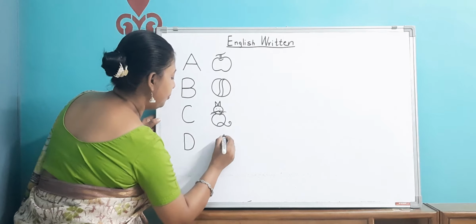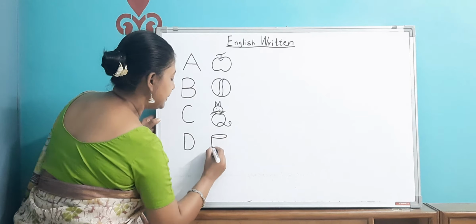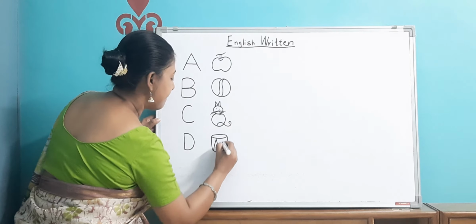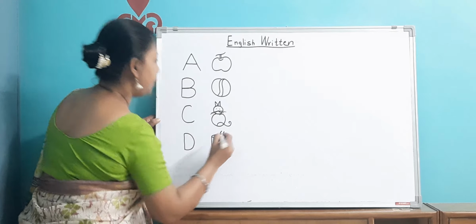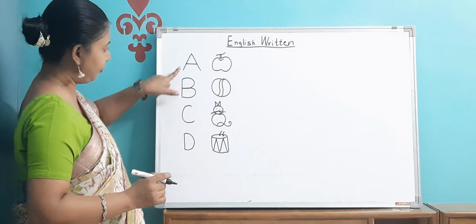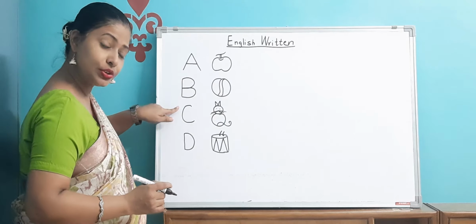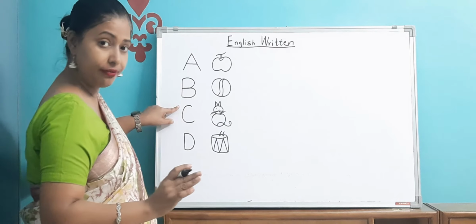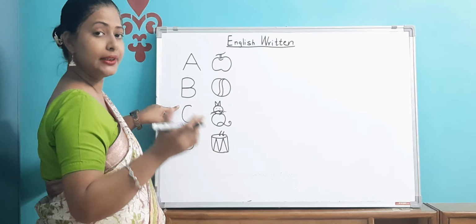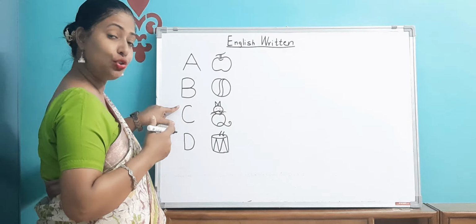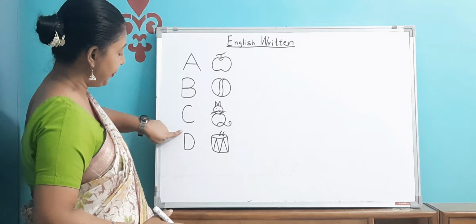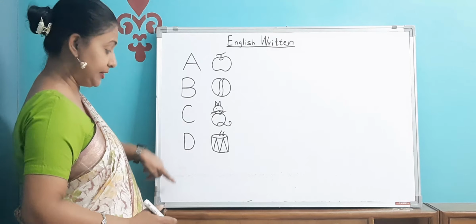D for drum. So A for apple, B for ball, C for cat. Can you see, children, we have used all the strokes which we have learned. Before writing the alphabets, we learned the strokes. So now we are using all those strokes in our alphabets. This is D, standing line and semicircle.